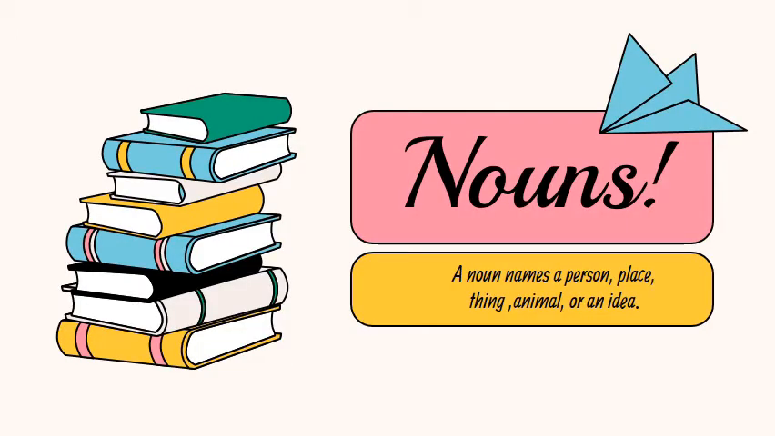Nouns. What is a noun? A noun names a person, a place, a thing, an animal, or an idea. So a person like doctor, for example, or teacher, or boy. A place like hospital, zoo, farm. A thing like book, or a paper plane. An animal like lion, like dog, giraffe. An idea like freedom, bravery.